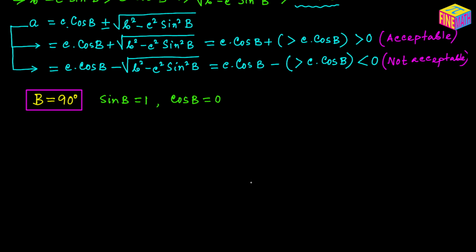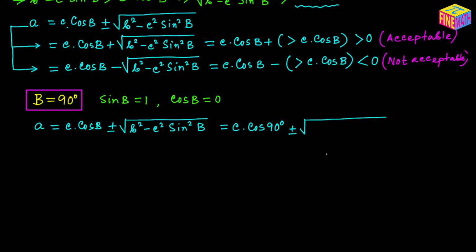And what is the value of a? Well, the value of a is like this. a is equal to c times cosine of b plus or minus square root of b squared minus c squared times sine squared of b. Now let's substitute the value of the angle b here. So we can write it as c times cosine of 90 degree plus or minus square root of b squared minus c squared times sine squared of 90 degree.